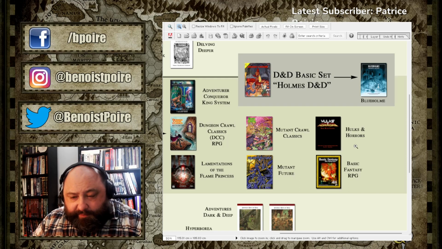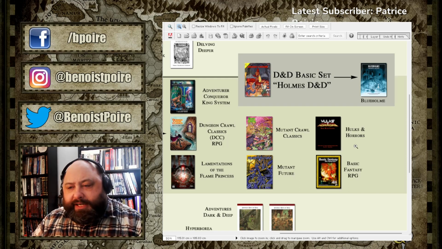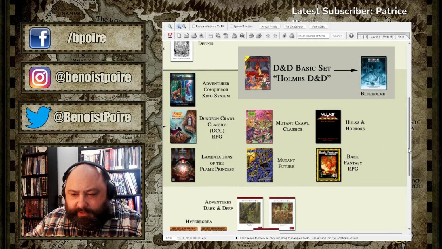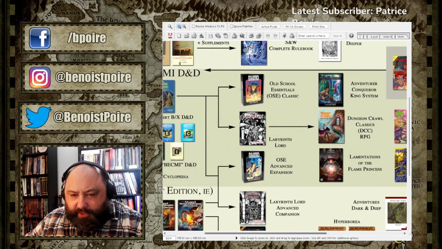Basic Fantasy was very popular a few years ago. It still has its aficionados. It's also a straight clone that could be called a 1st generation clone as well, but it was added late in the making of this chart.